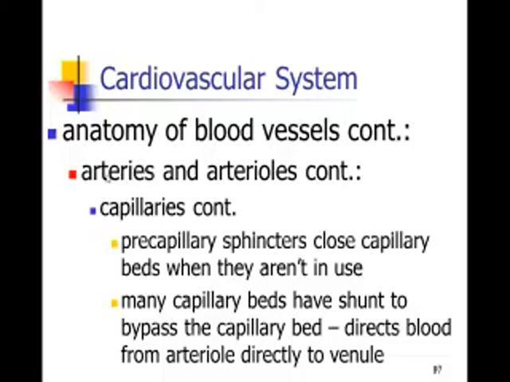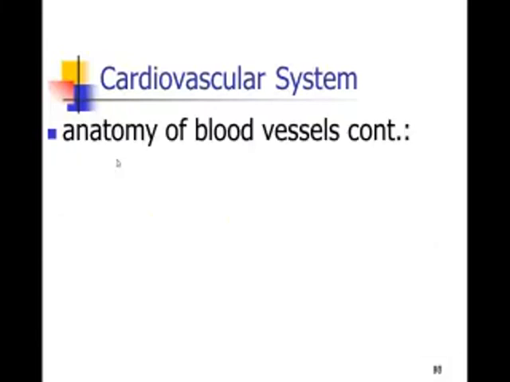Some capillary beds are going to have a shunt to bypass the capillary bed, and that just has the blood going directly from arterioles to venules.